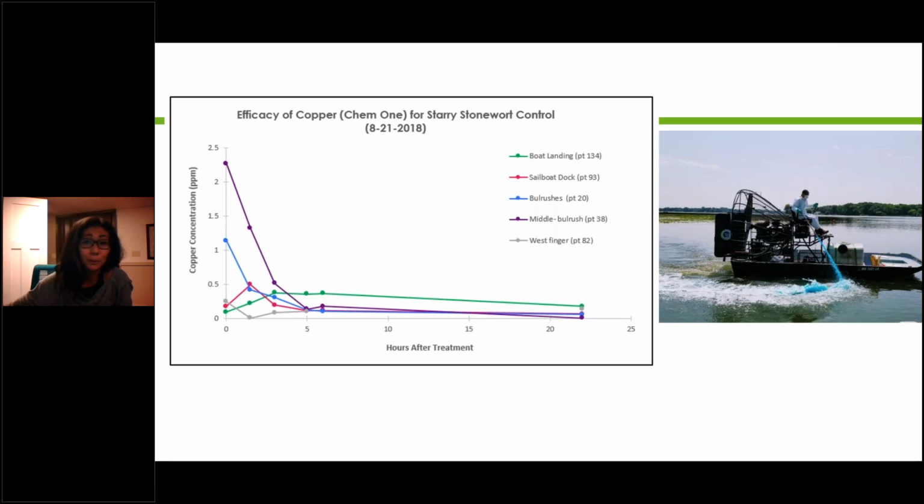I'll keep going. So we also did CET copper concentration monitoring for this project. And basically we saw the same thing every time, that copper really dissipates within 3 to 4 hours of application. So that's just showing that here in this graph.